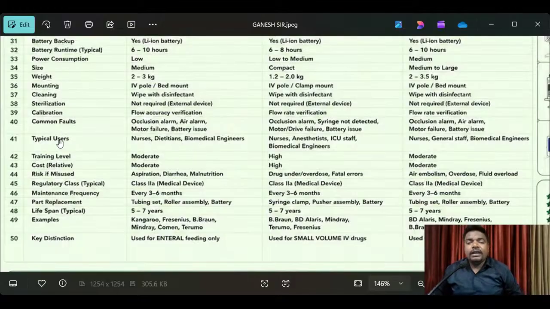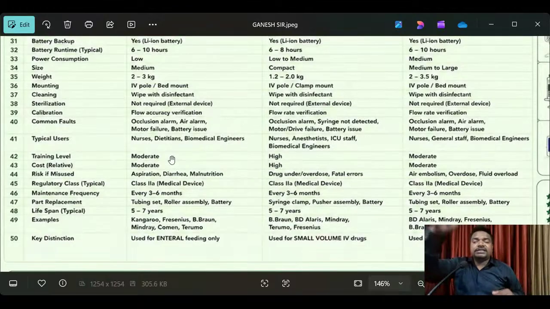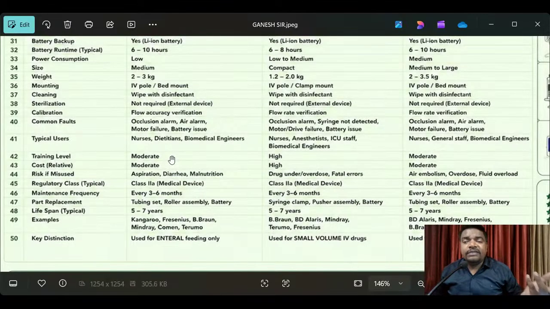Understand? Right, now the 42nd point. I'm going to a comparison key point: training level. If you take the feeding pump, it is moderate. For the feeding pump, I think that much training is not required, because simply the tubing will be there, the settings will be kept, then power on and connections, and that's it. Within 5 to 10 minutes it is over, because there are not many parameters, not that many points.